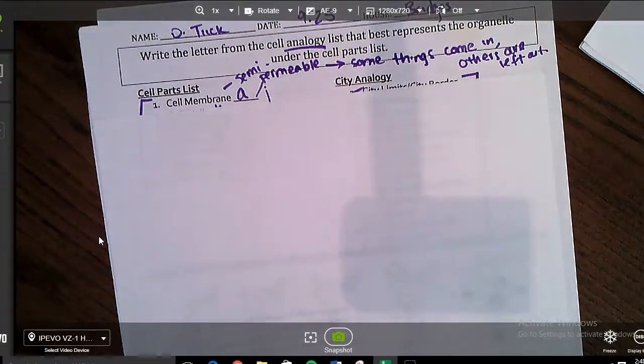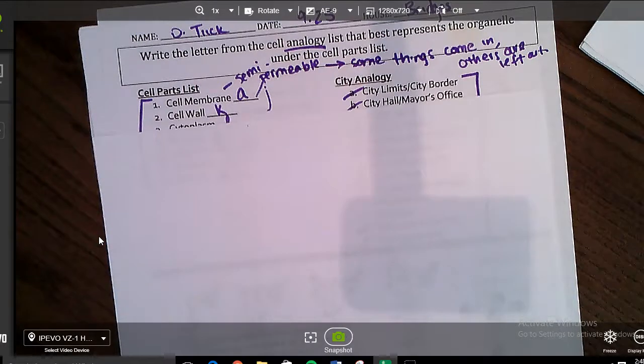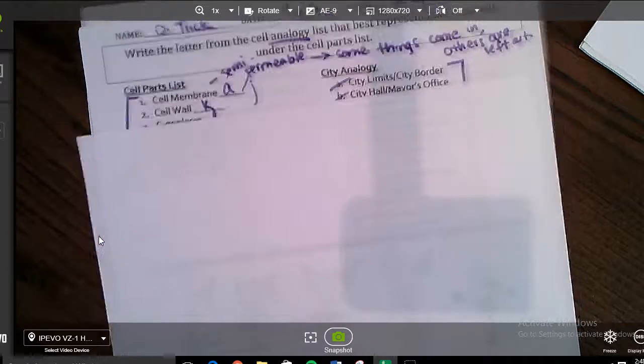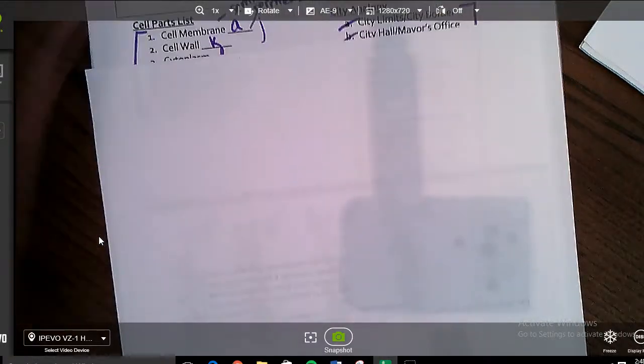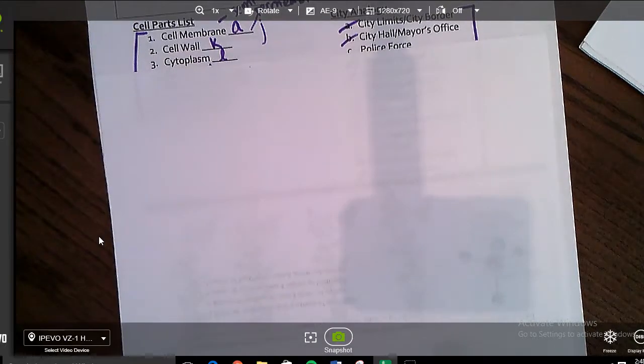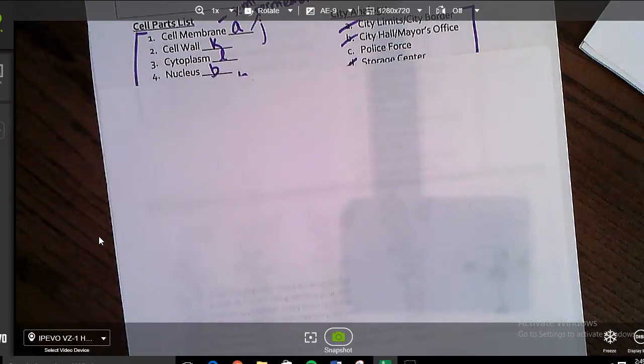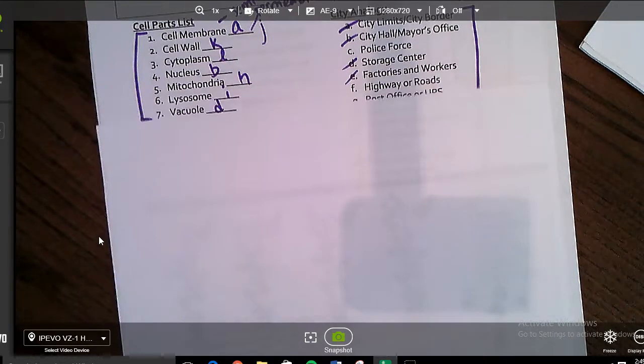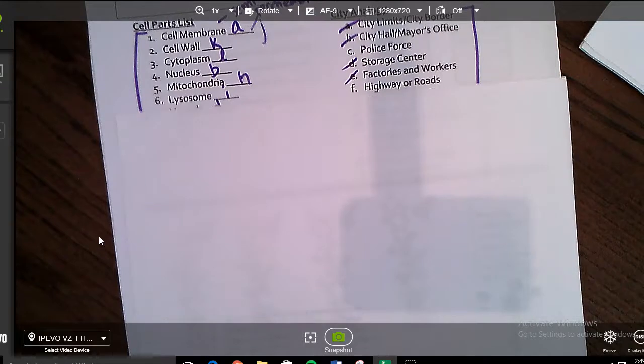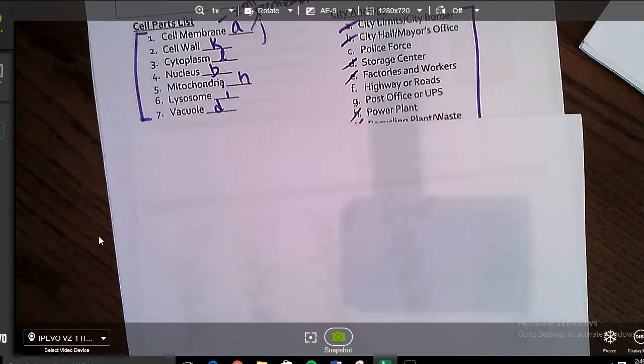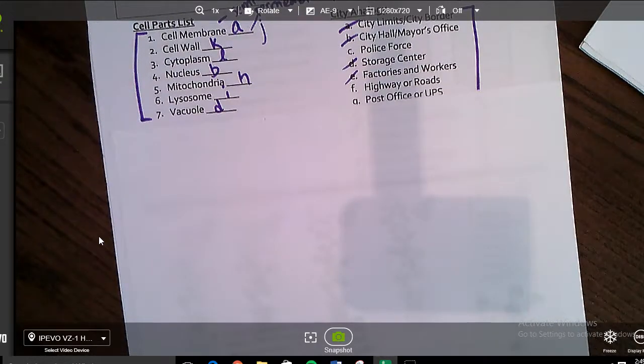All right, let's go to number two. Number two says cell wall. We said K, which is the wall around the city. Number three is cytoplasm, which is L, the atmosphere or air that we live in. Nucleus is going to be B, which is the city hall or mayor's office. Mitochondria is H, which is the power plant. Lysosome is I, which is the waste management or recycling plant, and the vacuole is D, which is the storage center.